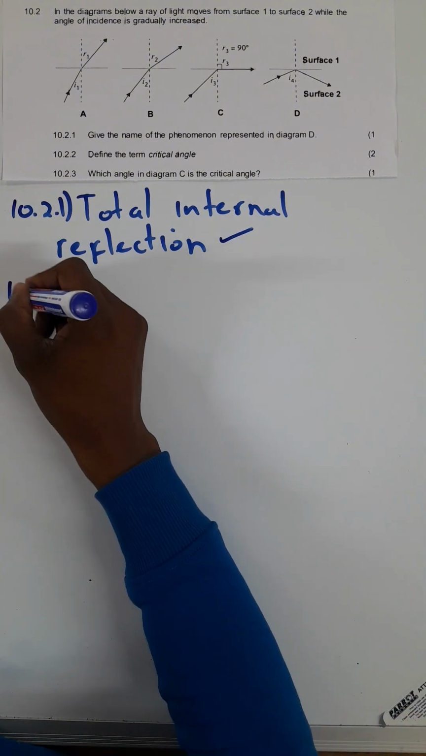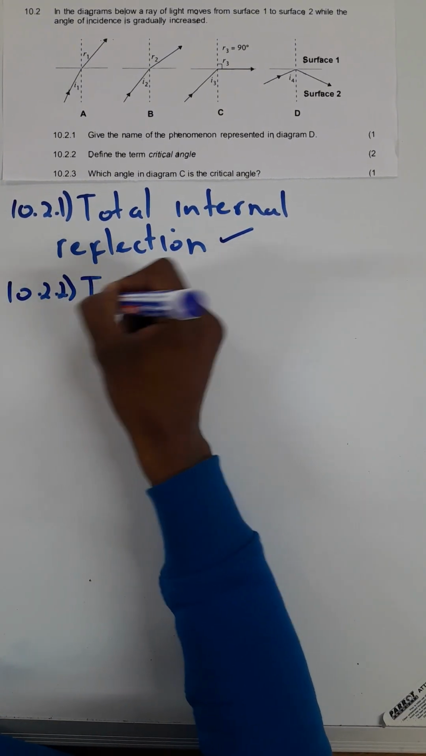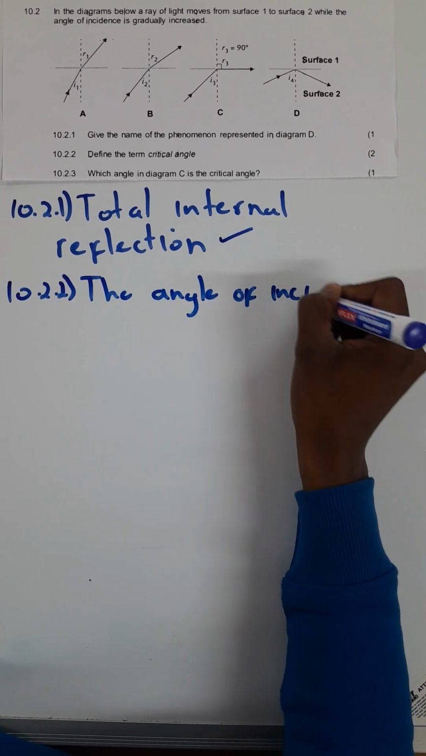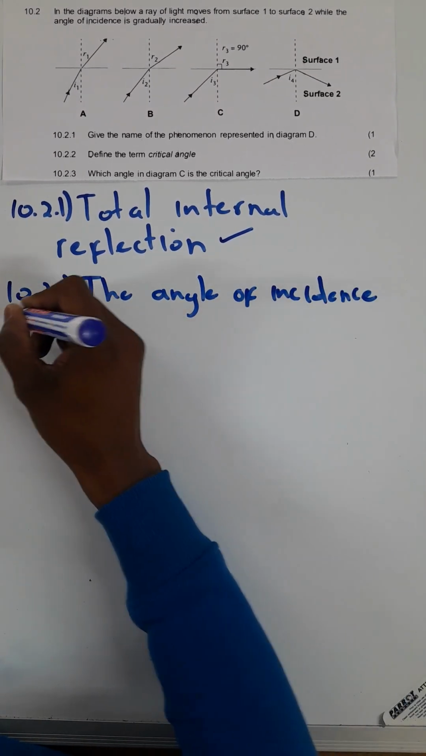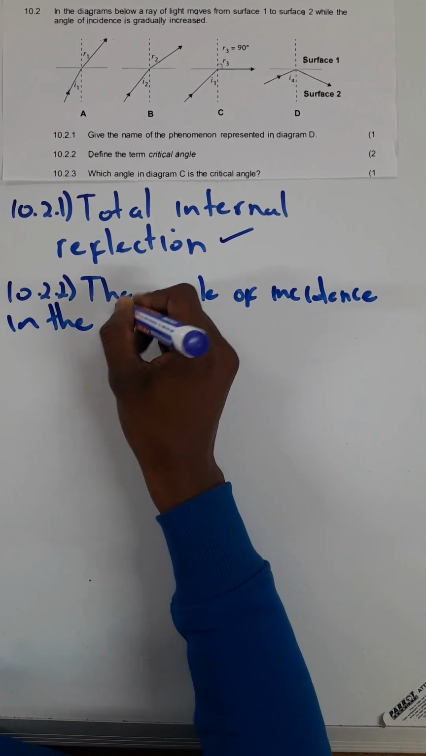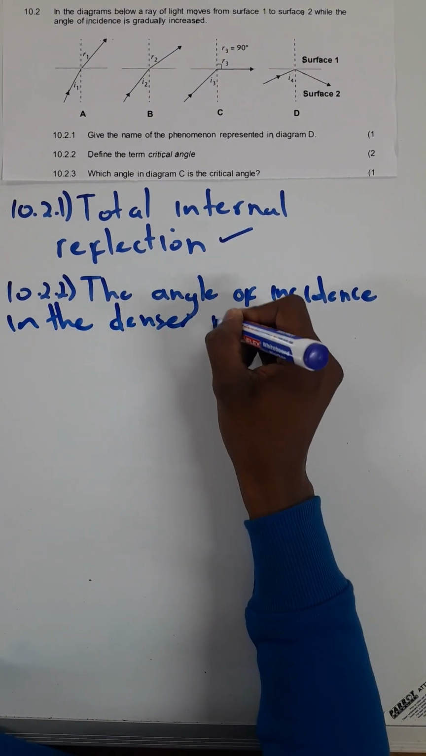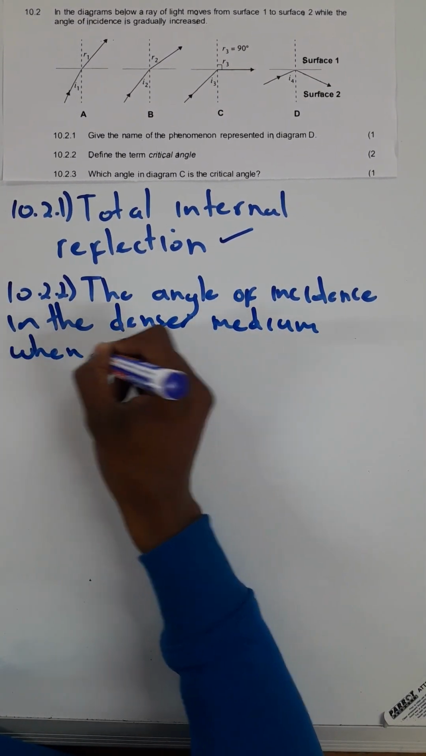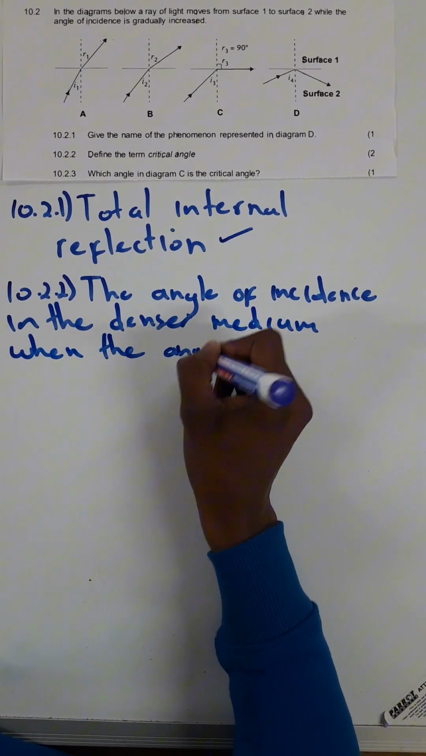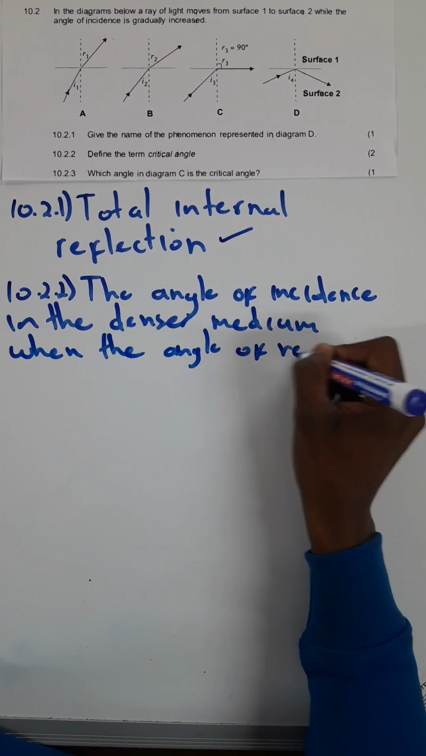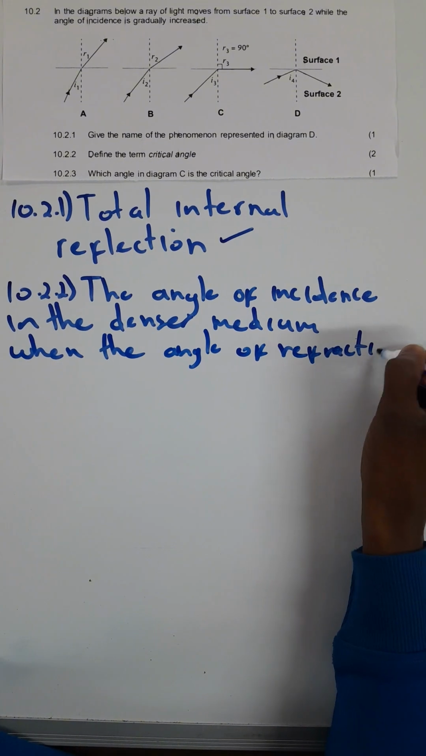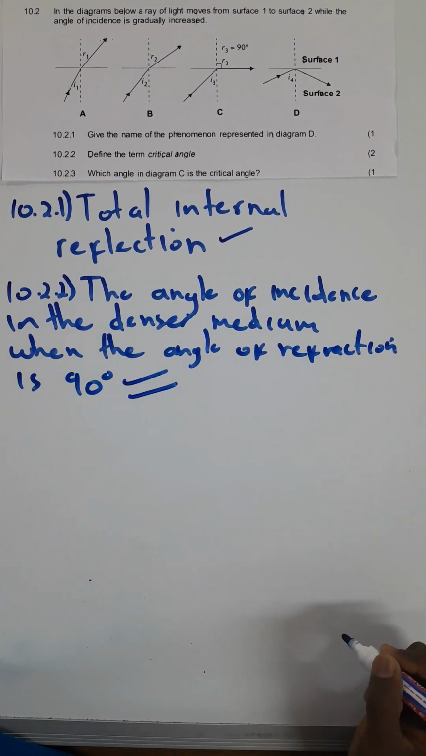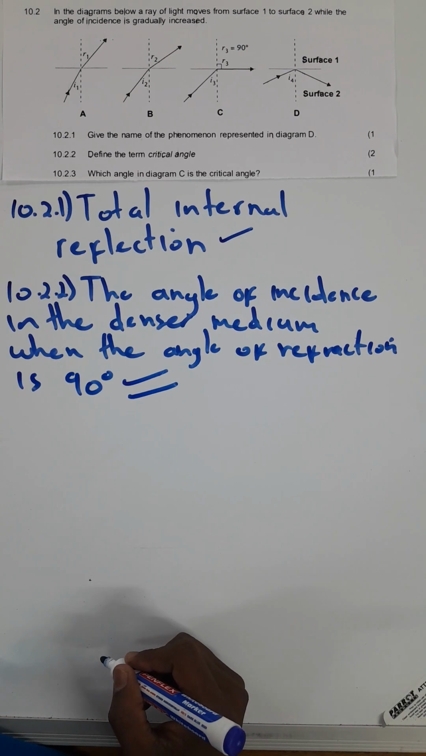Question 10.2.2 says, define the term critical angle. Critical angle is the angle of incidence in the denser medium when the angle of refraction is 90 degrees.